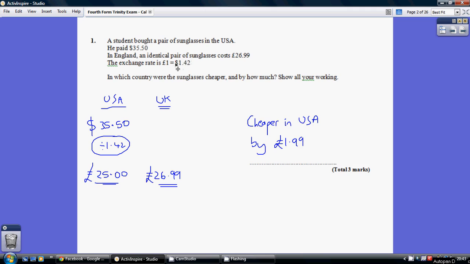So I know I'm going to have to use 1.42, but in order to get a smaller answer I'm going to have to divide by 1.42, because if I multiply by 1.42 I will get a bigger answer. That's why it's 35.50 divided by 1.42, which is £25, and now we can properly compare them. And obviously it's cheaper in the United States, by £1.99, because that's the difference.